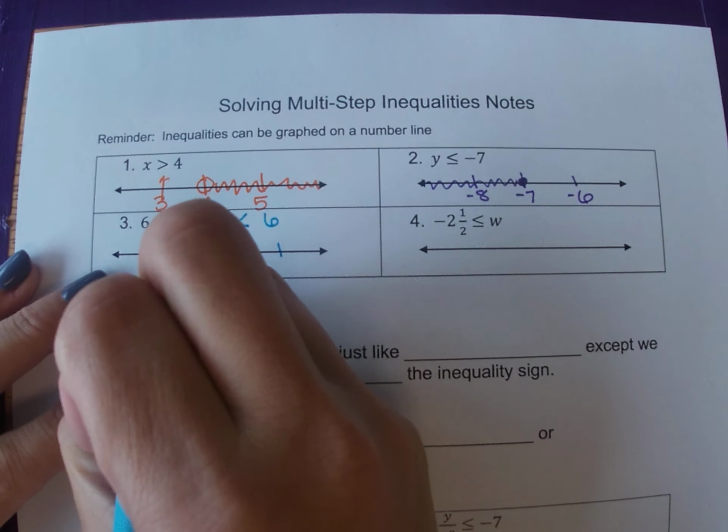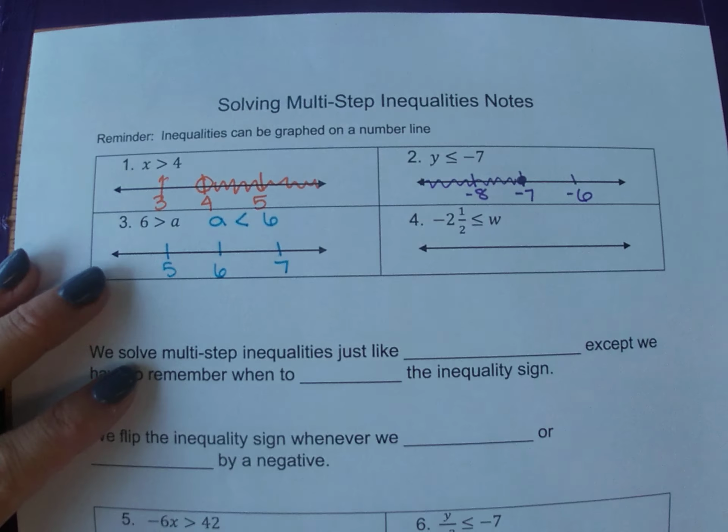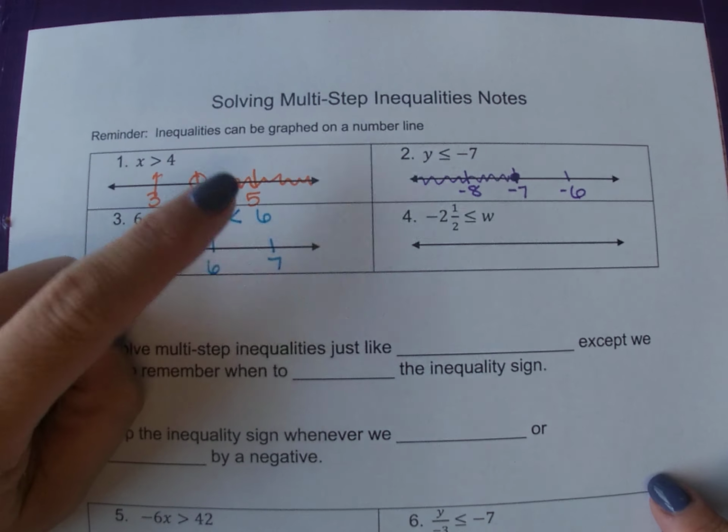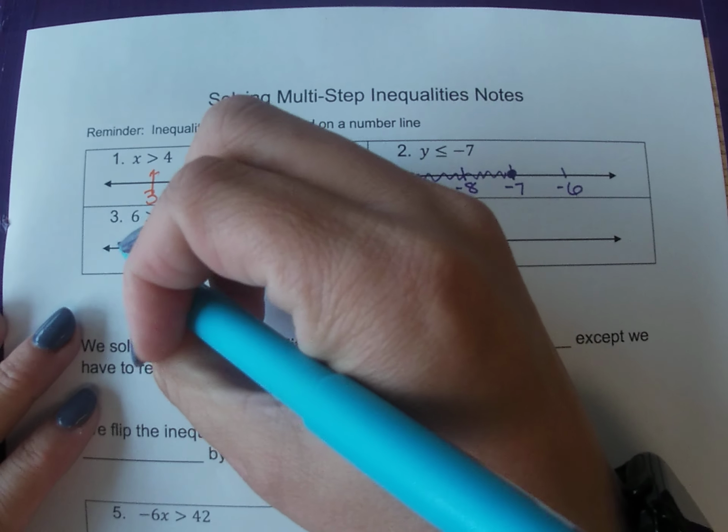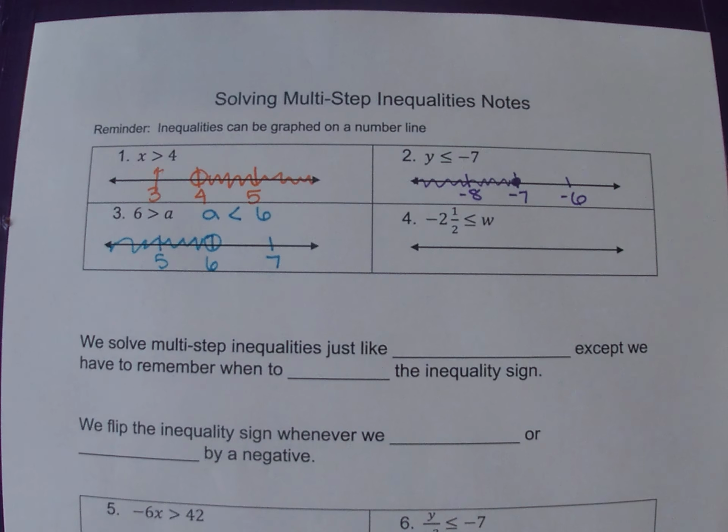Okay, so we make our number line. I'm going to put 6 in the middle. So this is less than, not less than or equal to. So this is going to be an open circle. And numbers less than 6 are to the left.